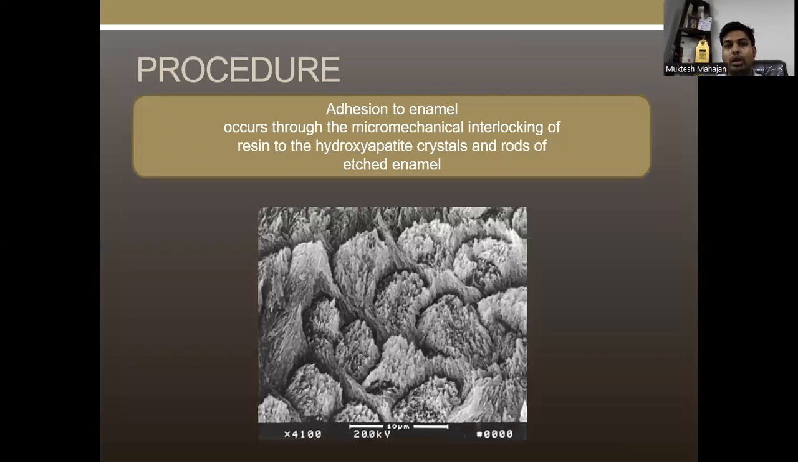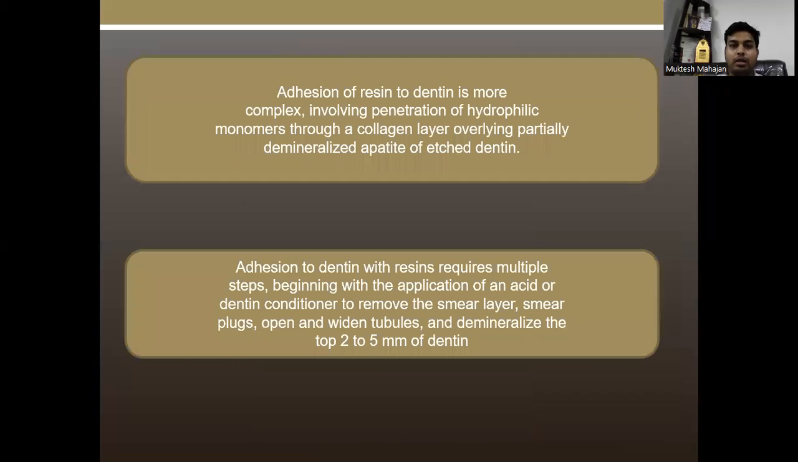Procedure. The adhesion to the enamel occurs through the micromechanical interlocking of the resin to the hydroxyapatite crystals and the rods of the etched enamel. Adhesion of the resins to dentin is more complex and involves penetration of the hydrophilic monomers through a collagen layer, overlaying the partially demineralized apatite of the dentin.